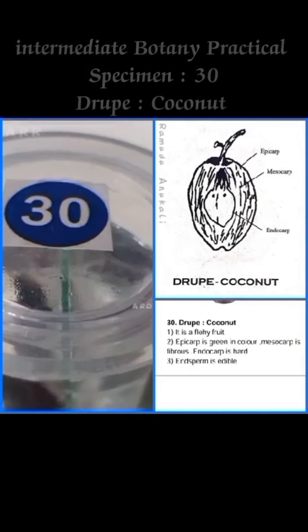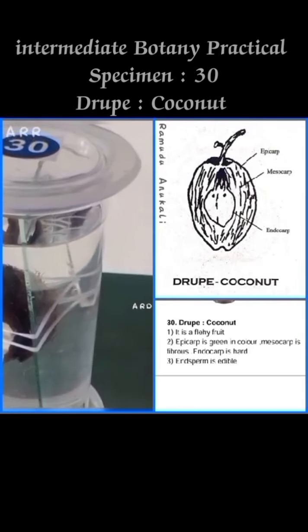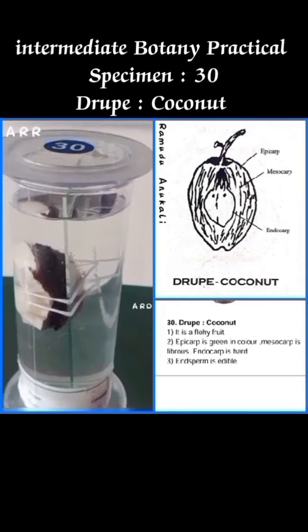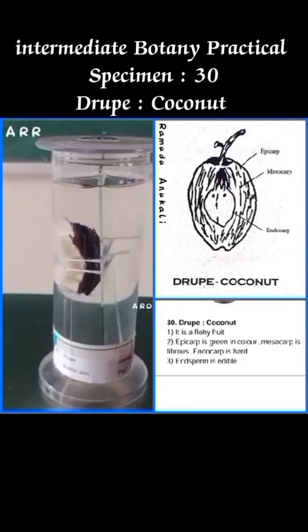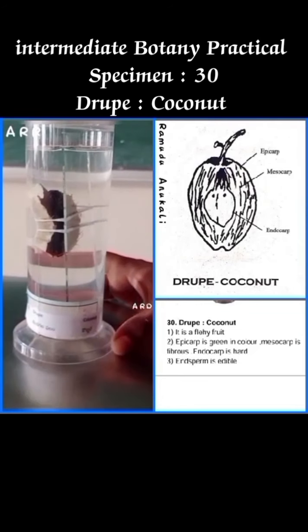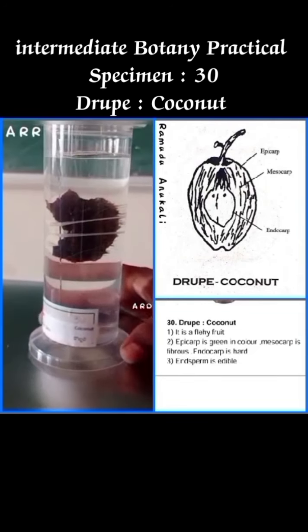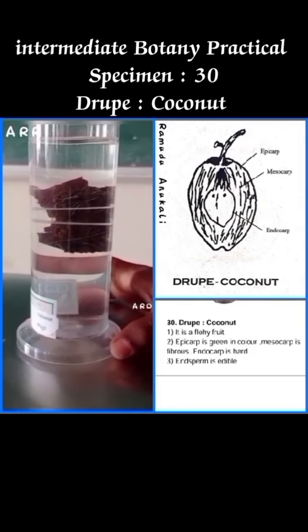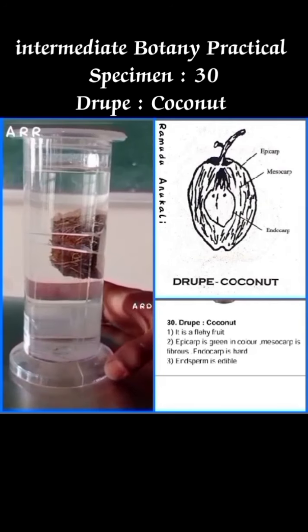Number 30. Specimen. Drupe, coconut. It is a fleshy fruit. Epicarp is green in color. Mesocarp is fibrous. Endocarp is hard. Endosperm is edible.